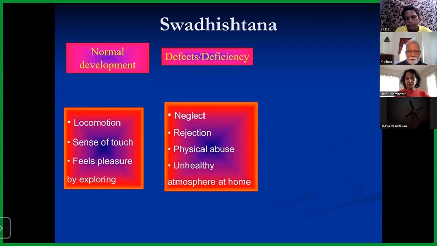If the child is not supported at that time, then it gets registered. It will speak, I am being neglected. It cannot talk, why you are not carrying me, why you are not coming to take me, all these things. The child cannot talk. But this emotion is permanently registered in the mind of the child that it feels it is being neglected. Similarly, rejection.